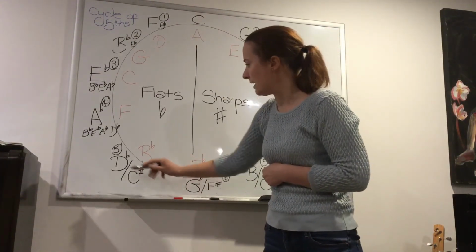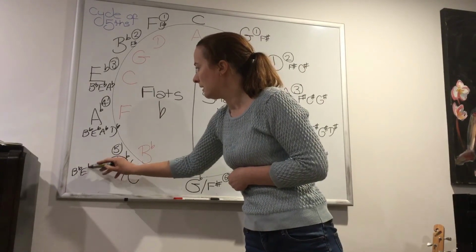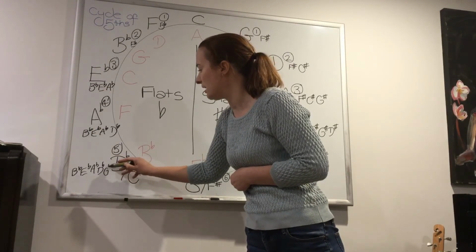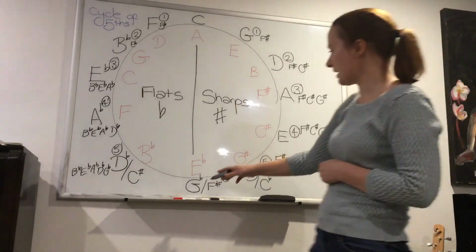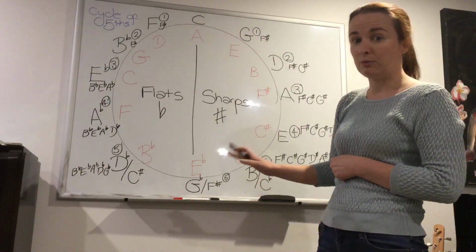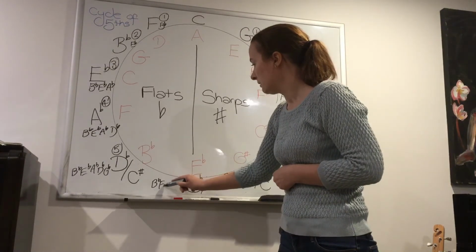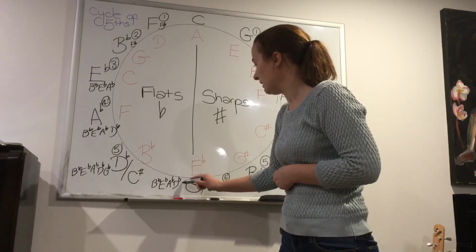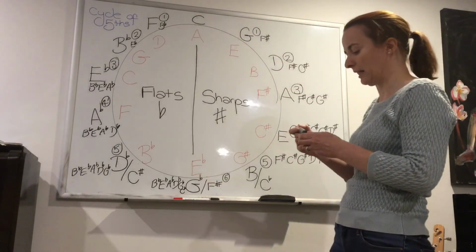Okay, then D flat. Again, we've got B, E, A, D, and now we have a G flat. And I'll just keep going actually, just to G flat here. So this will be for G flat. B, E, A, D, G, and then there's a C flat. I'll squash that C flat in.